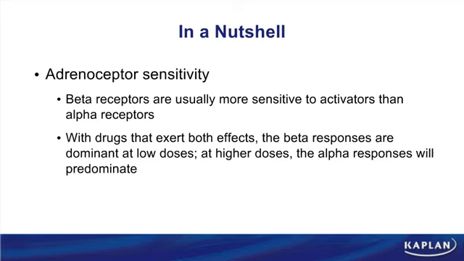If I were to use, let's say, epinephrine, and I gave epinephrine at a low dose, I'm going to see beta effects, beta-1 and beta-2. But at high doses, that's when epinephrine will give me the alpha responses. So this is consistent with what we just discussed with dopamine. It's also true for epinephrine, betas before alphas.